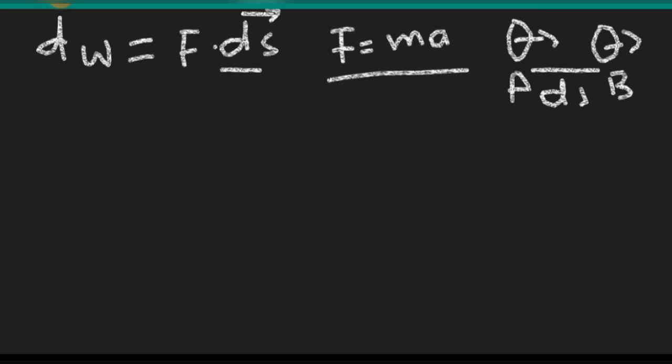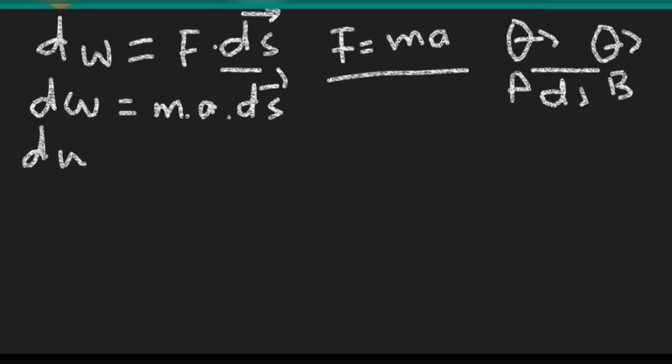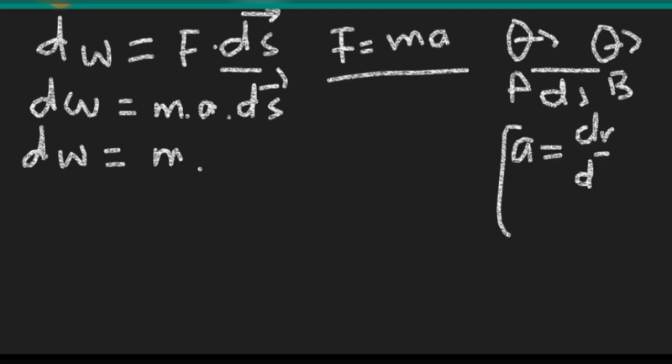Substituting the value of F in the equation dW equals F dot ds, dW will be equal to mass into acceleration into small displacement ds. We know that the acceleration of a body is the rate of change of its velocity, that is dv by dt. So substituting the value of a as dv by dt in this equation, we write dv by dt multiplied by ds.